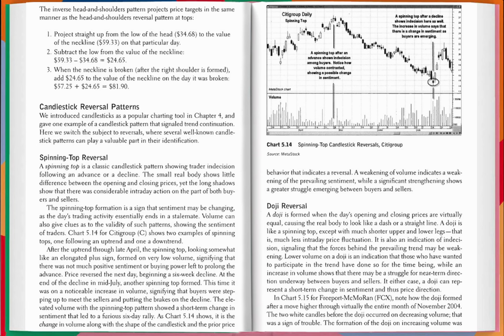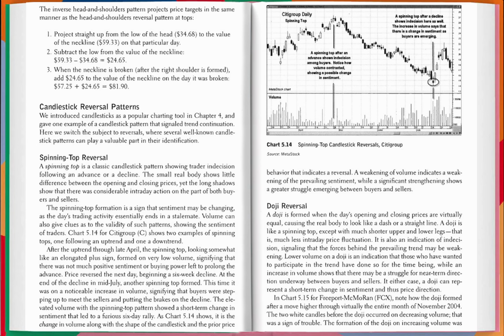A weakening of volume indicates a weakening of the prevailing sentiment, while a significant strengthening shows a greater struggle emerging between buyers and sellers. Doji reversal. A doji is formed when the day's opening and closing prices are virtually equal, causing the real body to look like a dash or a straight line. A doji is like a spinning top, except with much shorter upper and lower legs, that is, much less intraday price fluctuation. It is also an indication of indecision, signaling that the forces behind the prevailing trend may be weakening.